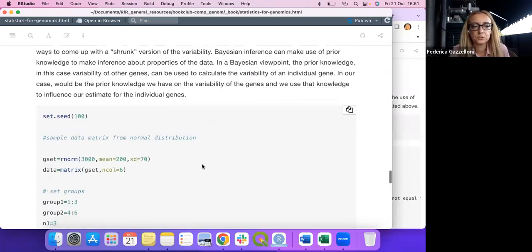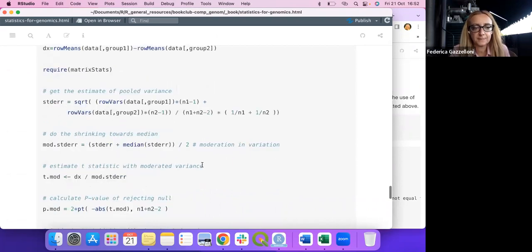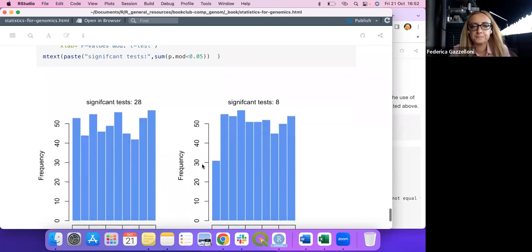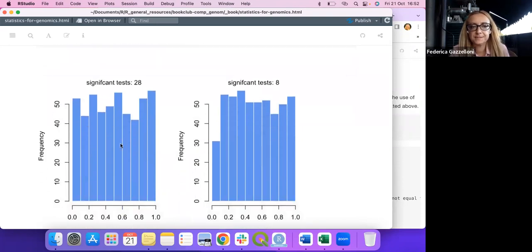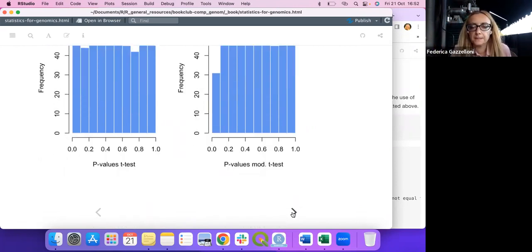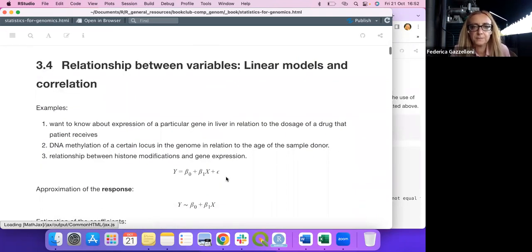Okay, this is an example that shows you what happens within tests and frequencies. This is with 28 tests and this is with 8 tests. Maybe if we have a bit of time, we can go back.